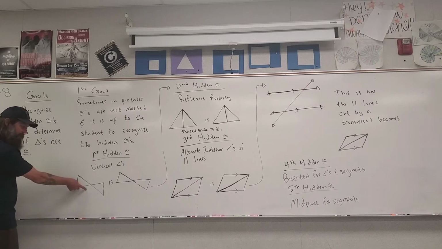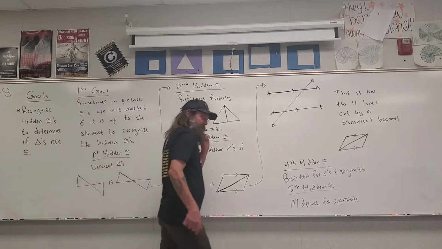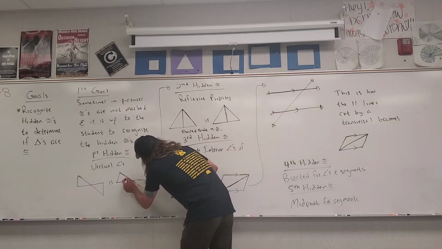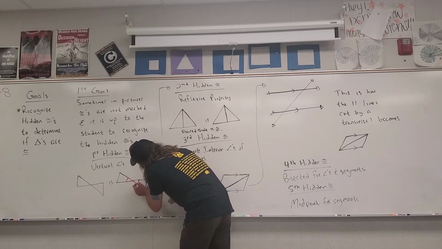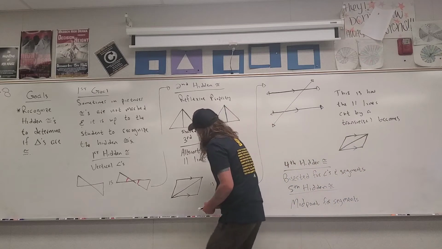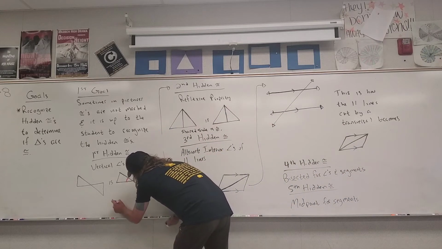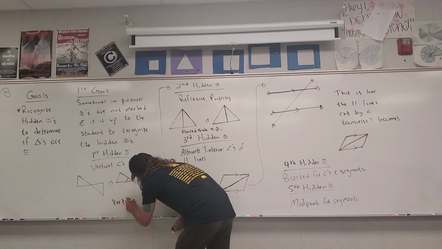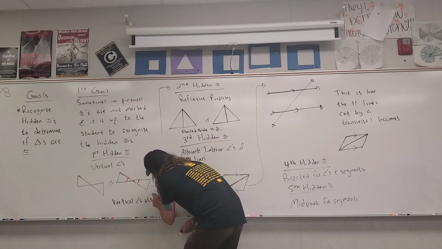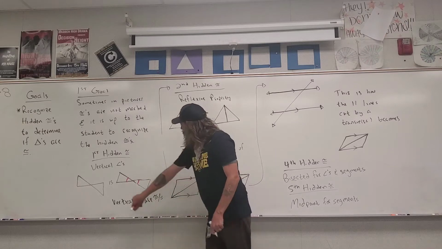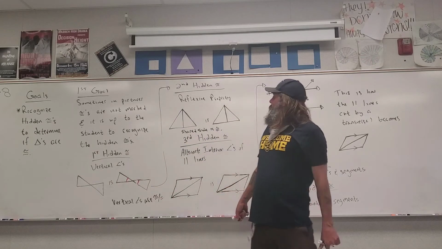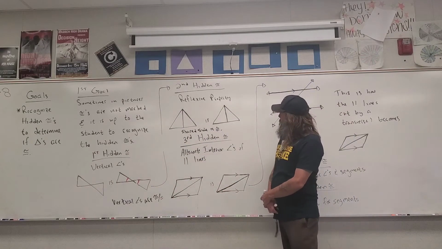So if you have a shape like this, or you have triangles that look like this, you know, let me grab a red marker, you know that you have a pair of congruent angles because vertical angles are congruent, right? Vertical angles are congruent, or equal. So again, they're not going to tell you, but you have to figure it out. It's a hidden congruence.